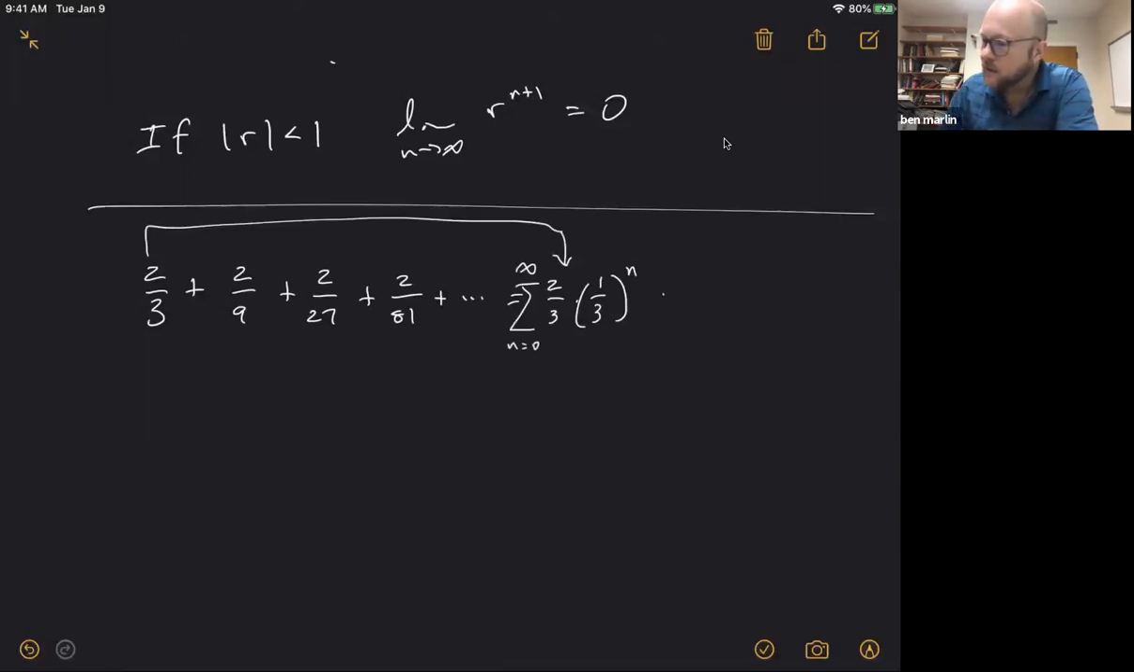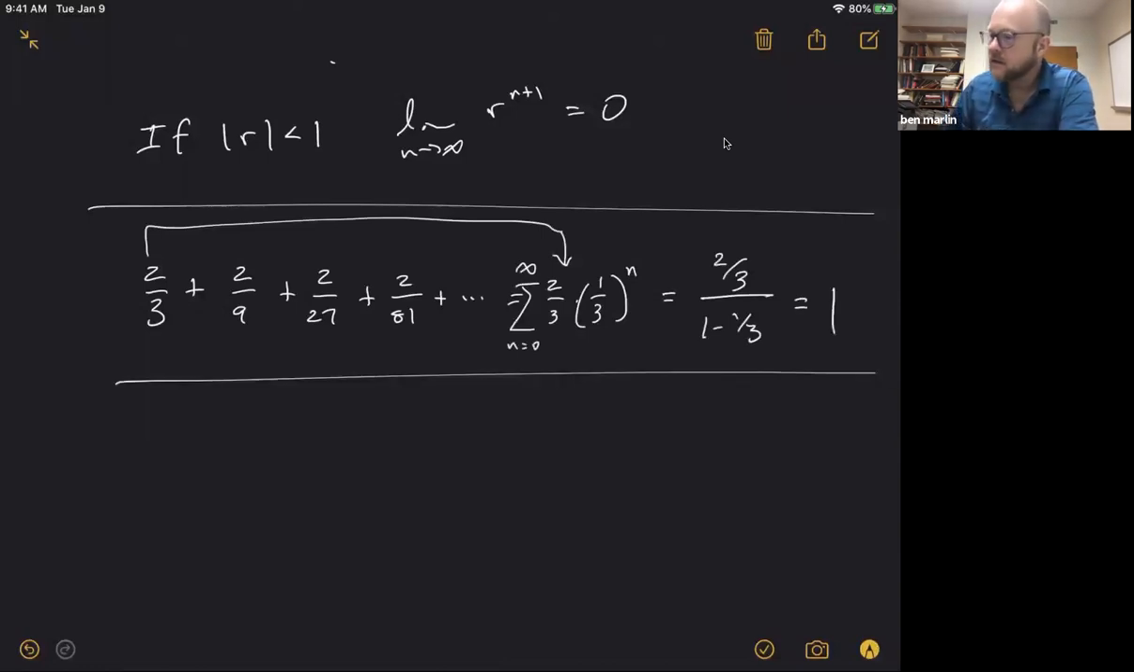And so this one, because the absolute value of your r is 1/3, which is less than 1, then you're going to get 2/3 over 1 minus 1/3. So 2/3 over 2/3, which is 1. So if you get a geometric series, you decide whether or not it converges by just looking at the absolute value of that ratio. If it's less than 1, boom, you're done. So that determines convergence. And you can actually see what it converges to.